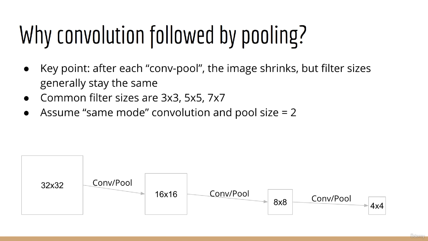In this case, after the first convolution and pooling, the image shrinks down to 16x16. After the second convolution and pooling, the image shrinks down to 8x8. After the third convolution and pooling, the image shrinks down to 4x4. And finally, after a fourth convolution and pooling, the image shrinks down to 2x2. What happens after this is still a mystery, so let's just leave that for now and focus on the image shrinking.